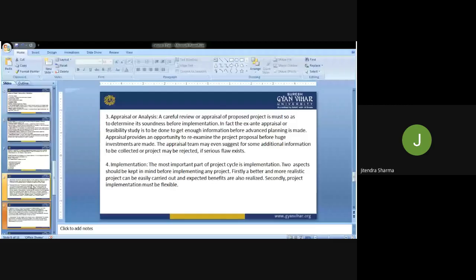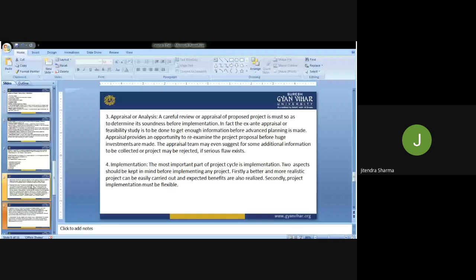Now the third phase, appraisal or analysis, which is very important. A careful review or appraisal of the proposed project is a must, so as to determine its soundness before implementation. In fact, an appraisal or feasibility study is to be done to gather enough information before advanced planning is made. Appraisal is an opportunity to re-examine the project proposal before huge investments are made.